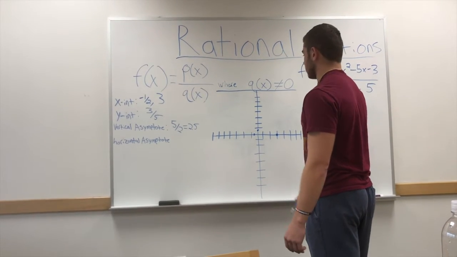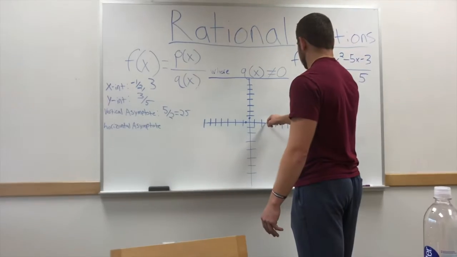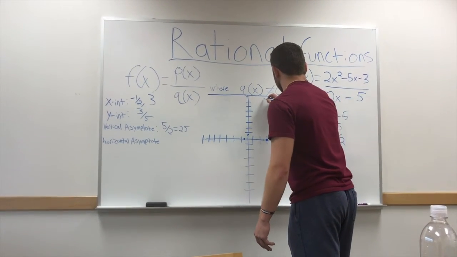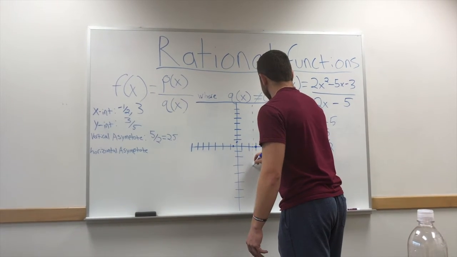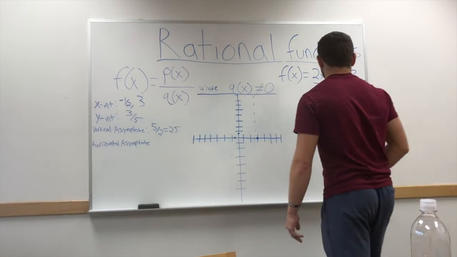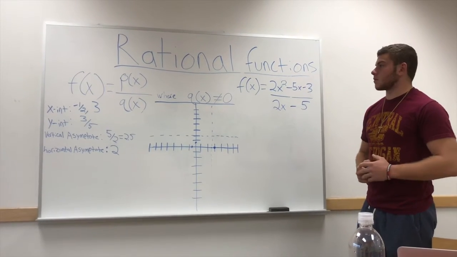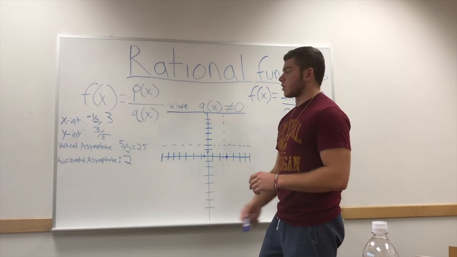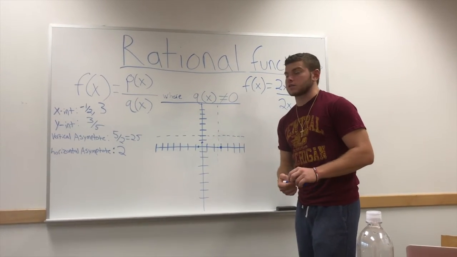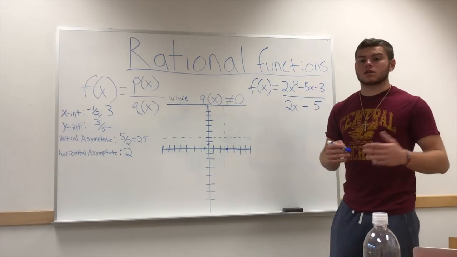So let's go ahead and graph that. 2.5 right here, roughly. We're going to put a dotted line all the way there. Okay? So that's the vertical asymptote. Alright guys, hopefully you're still with me here. We found our x-intercepts, our y-intercept, we found our vertical asymptote, and our horizontal asymptote. We plotted it all on the graph. What's this thing going to look like?